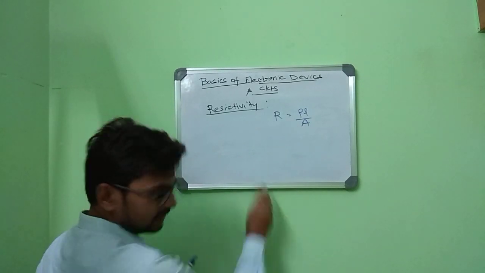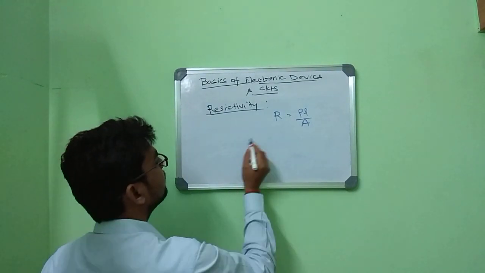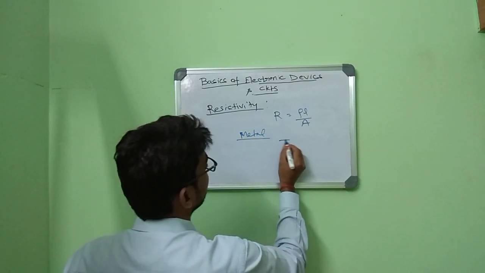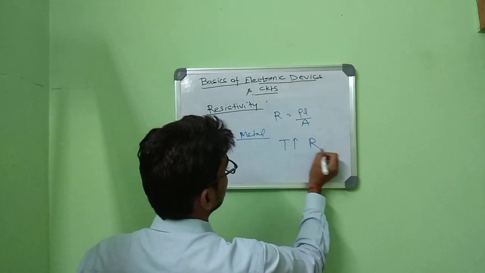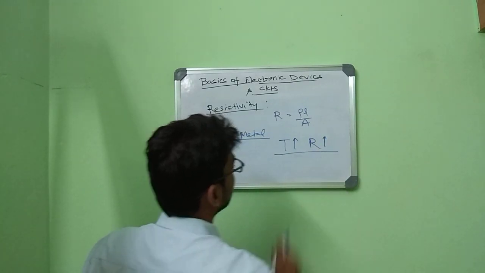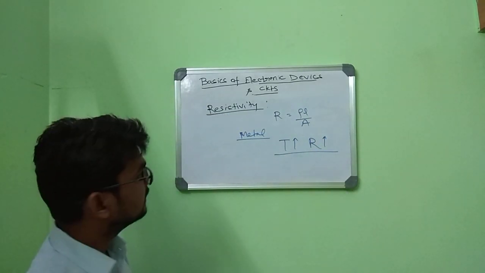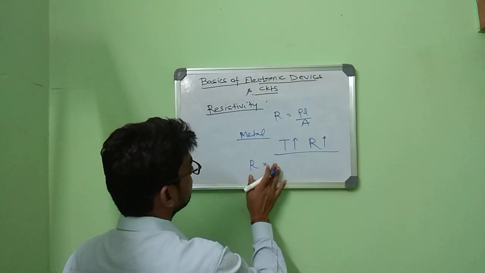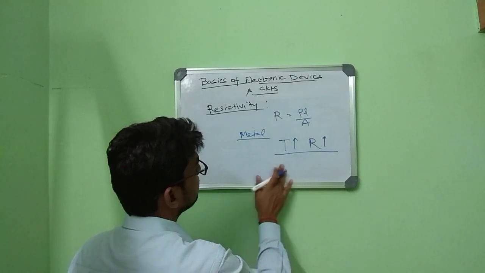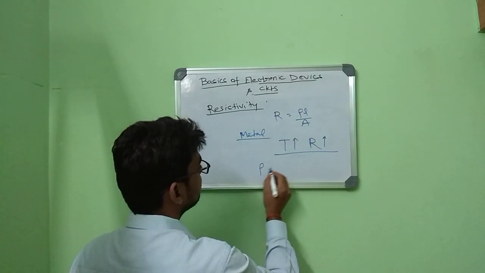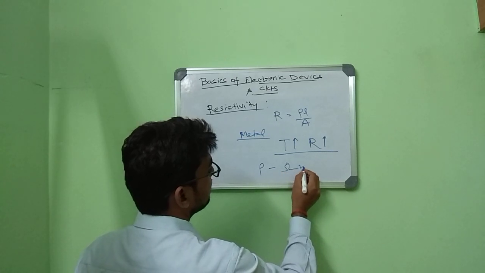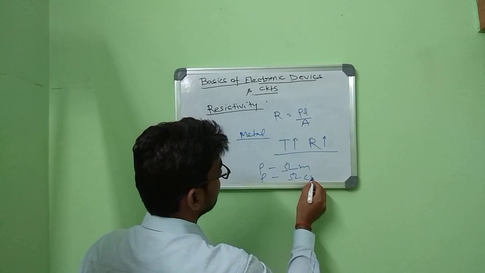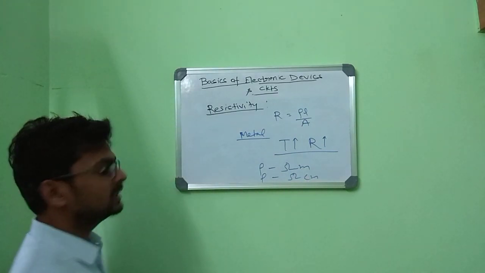And for metal you will find the opposite behavior. For metal, if your temperature increases, then resistivity also increases. And the unit of resistivity is ohm meter or ohm centimeter.